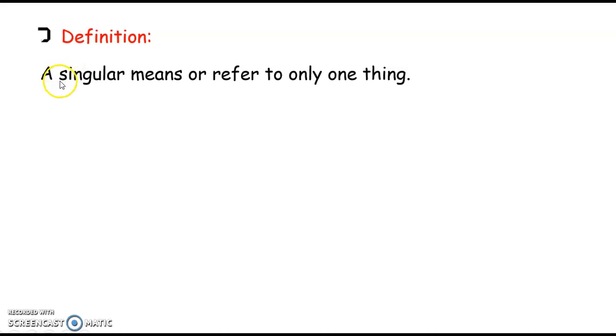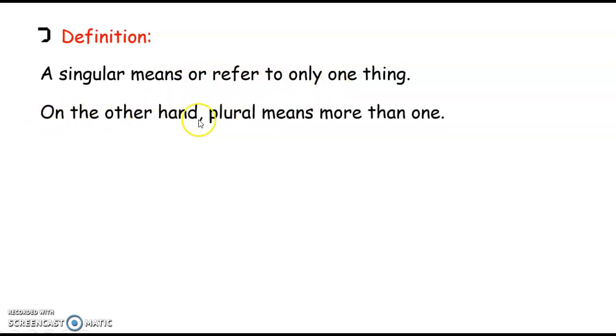First of all, a singular means or refers to only one thing. On the other hand, plural means more than one. So you see two opposite things. This is one thing, this is more than one. So once a thing is more than one, it means it is plural. Now we are talking about nouns.